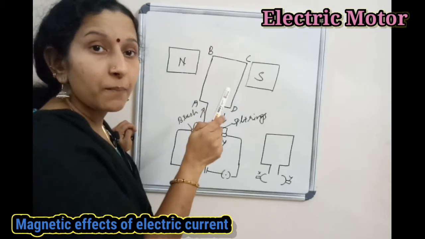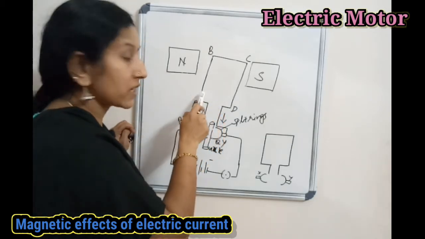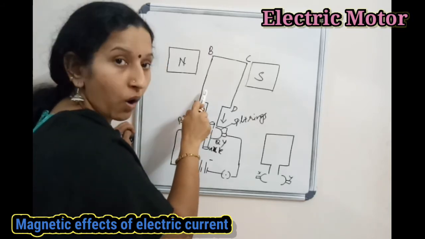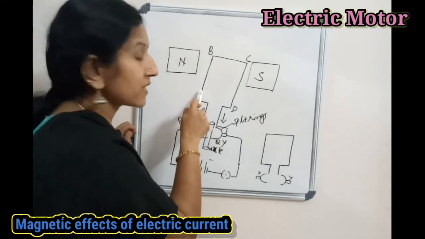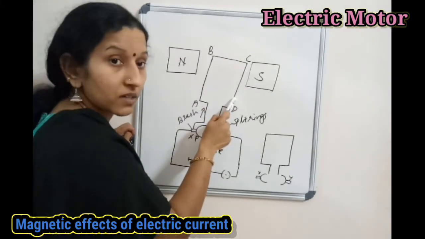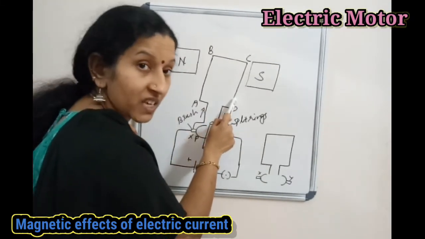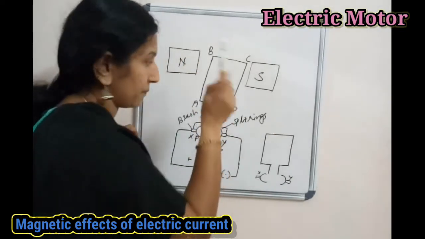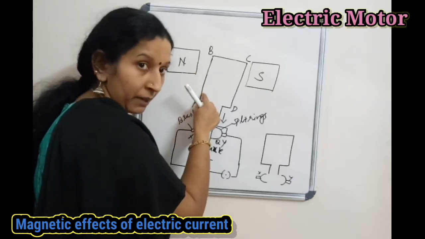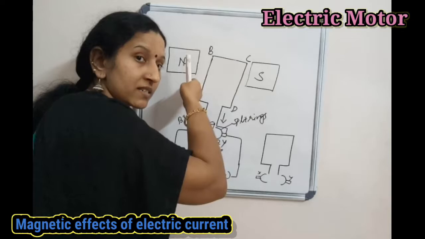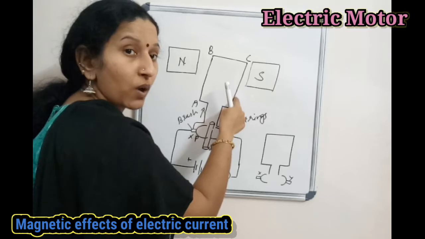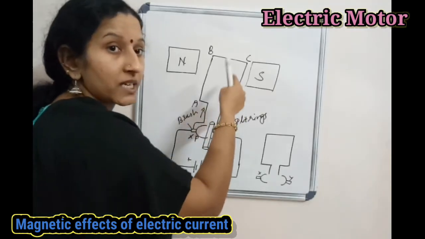So the force exerted on arm AB pushes it downwards, and the force on arm CD pushes it upward.